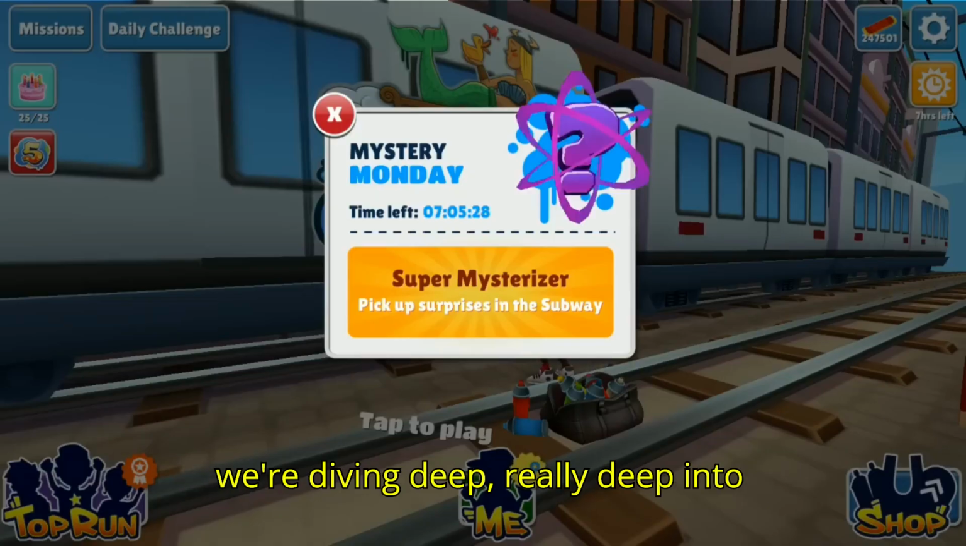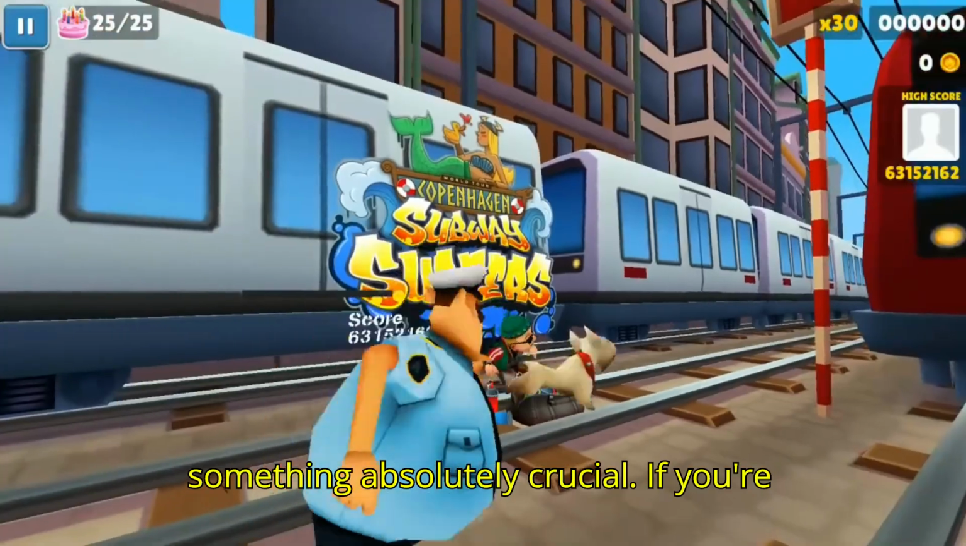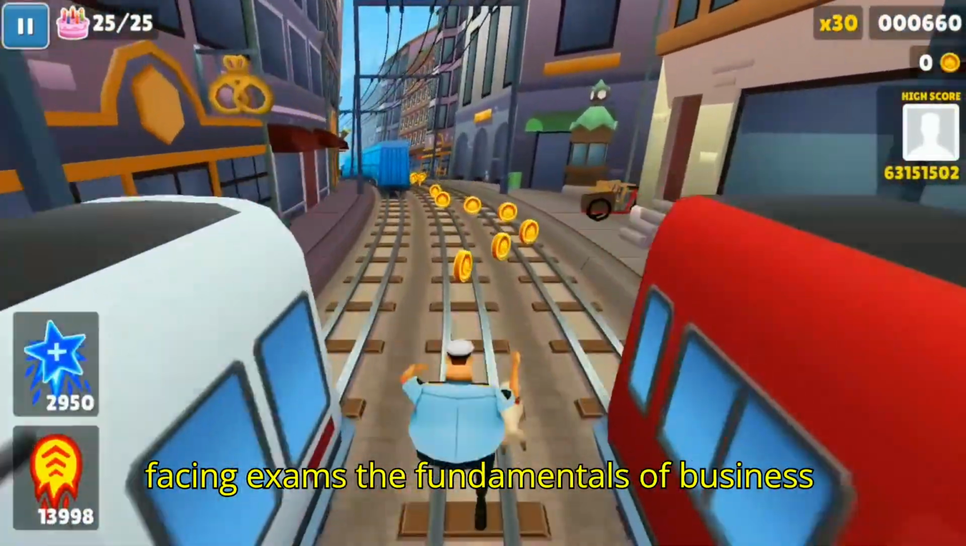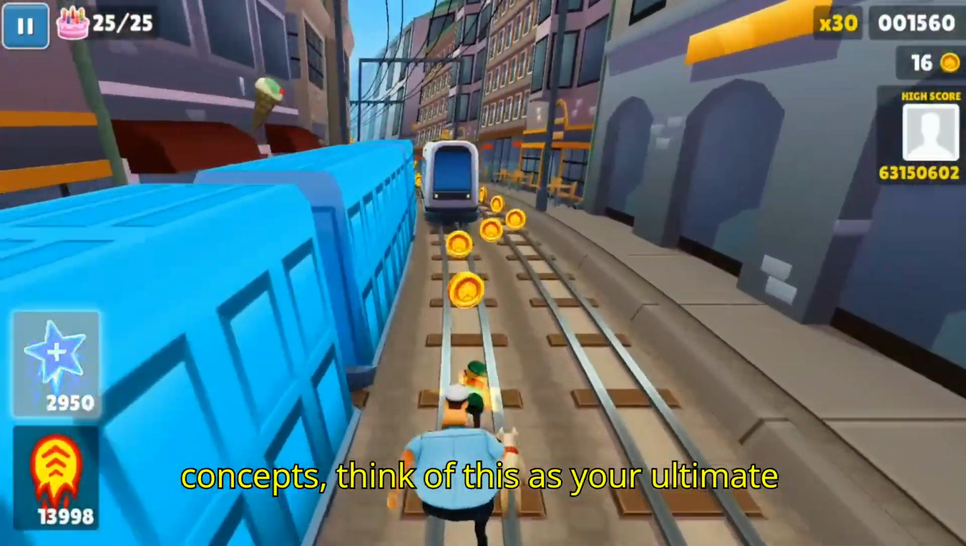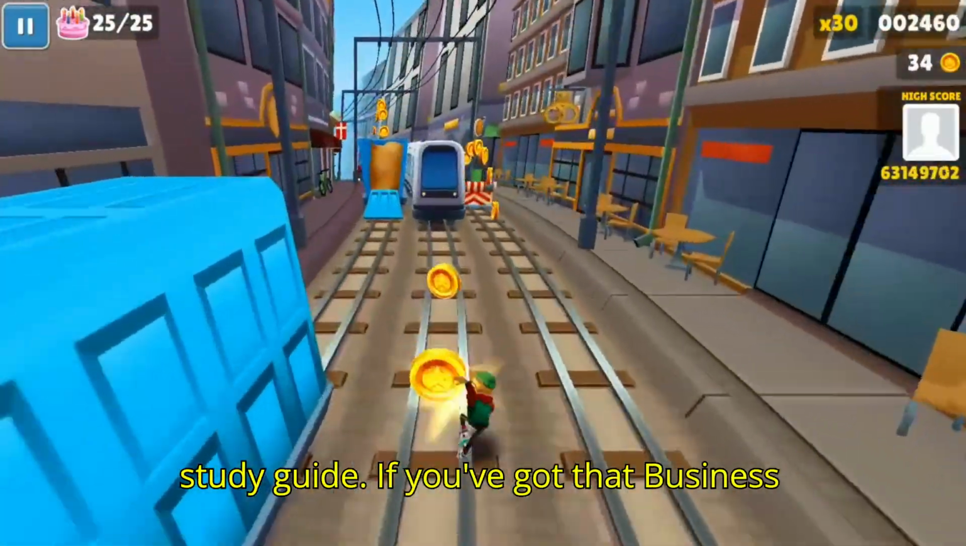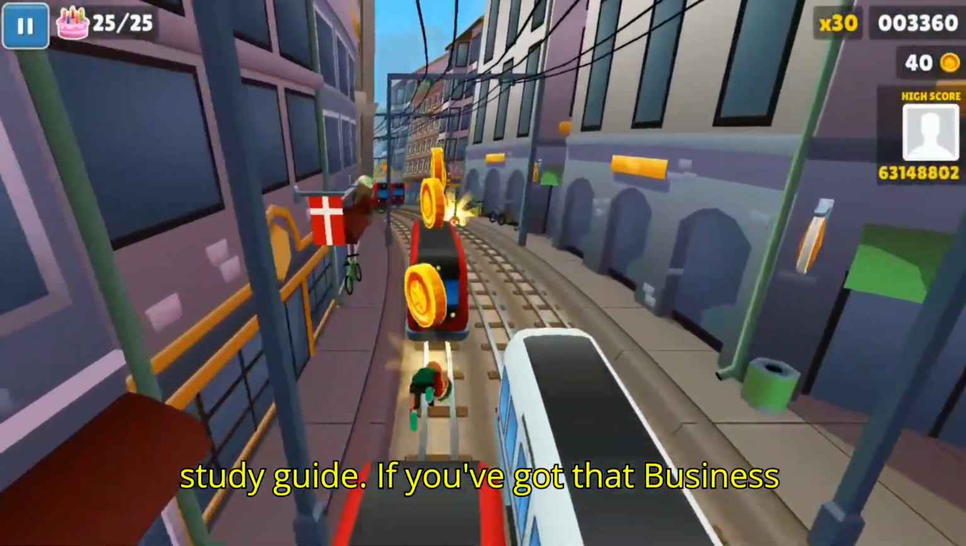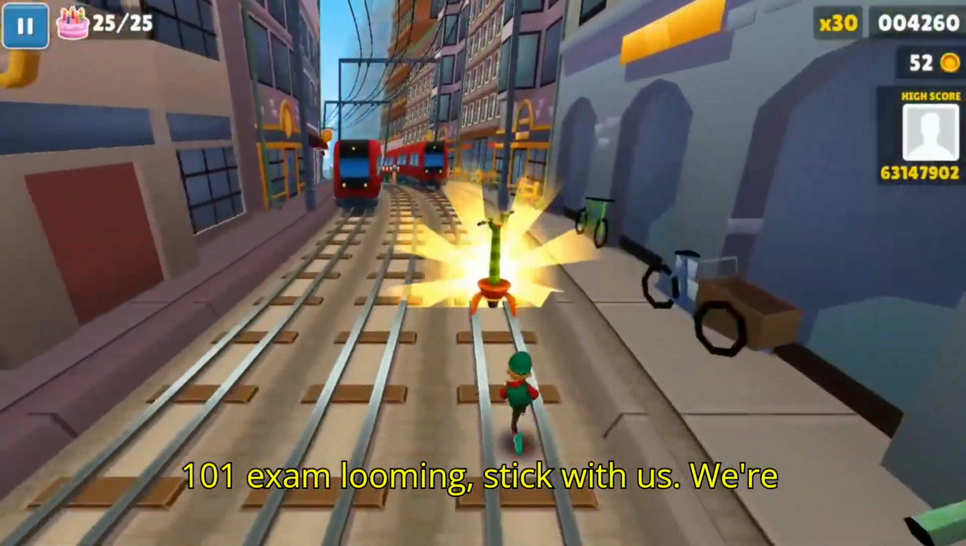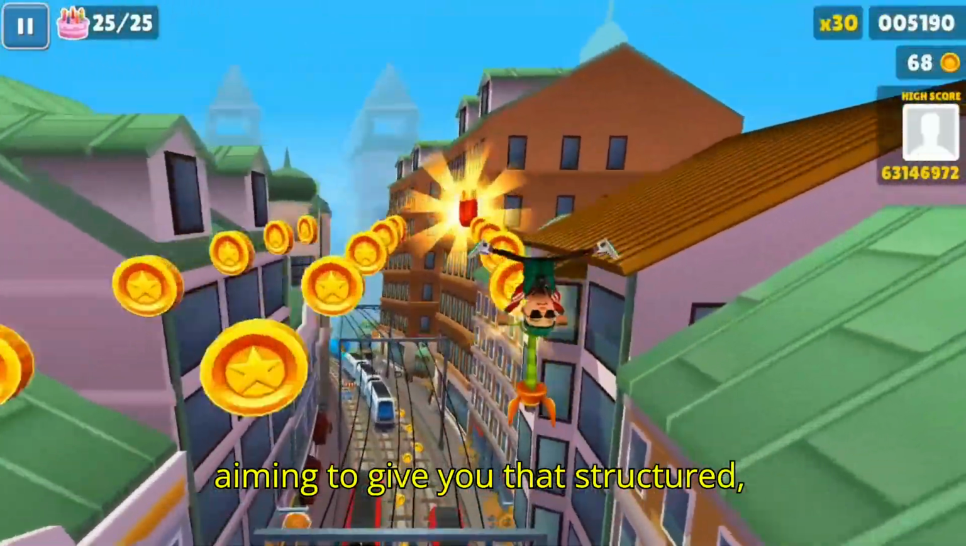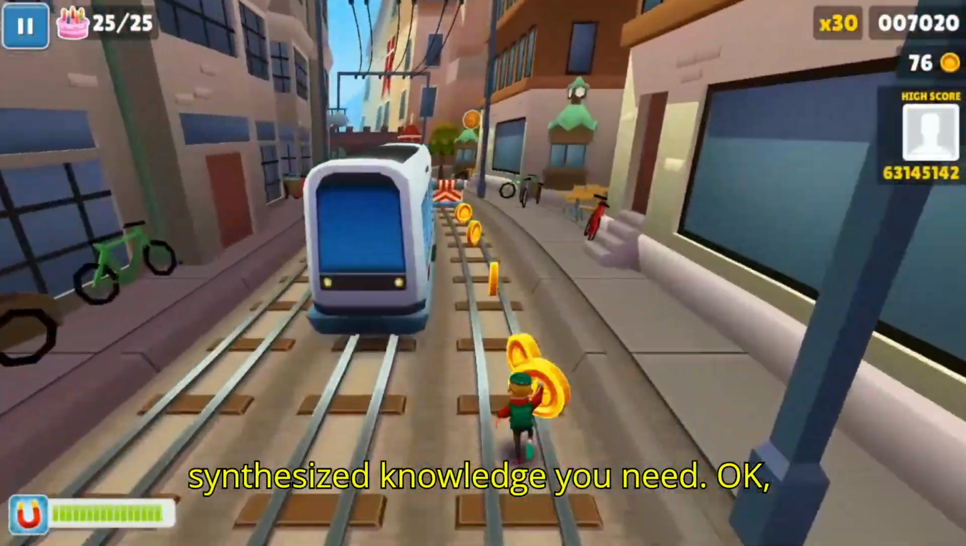Today, we're diving deep, really deep, into something absolutely crucial if you're facing exams: the fundamentals of business concepts. Think of this as your ultimate study guide. If you've got that Business 101 exam looming, stick with us. We're aiming to give you that structured, synthesized knowledge you need.